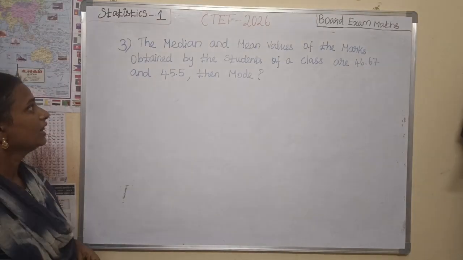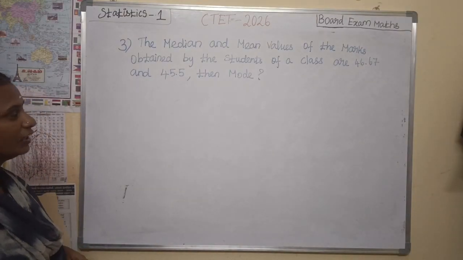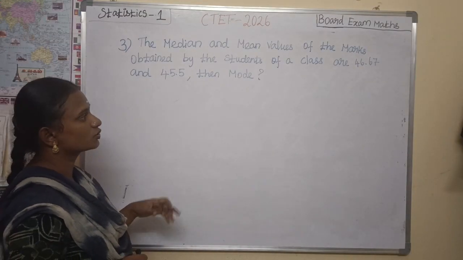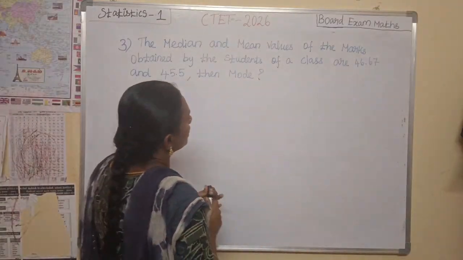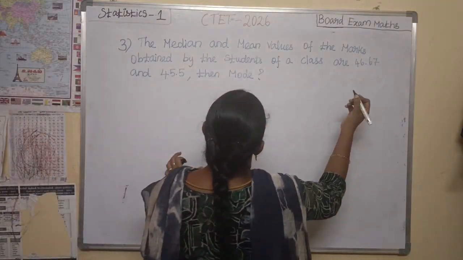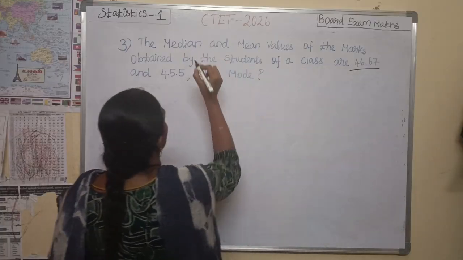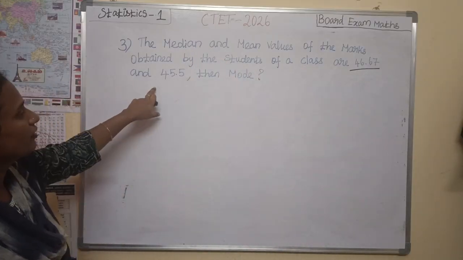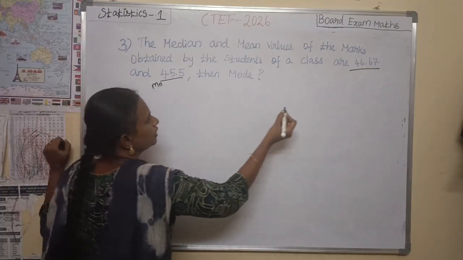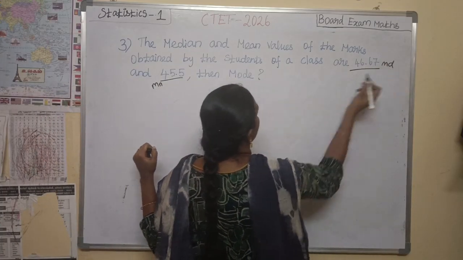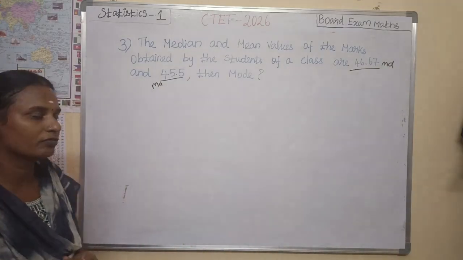Third sum: the median and mean values of the marks obtained by the students of a class are 46.67 and 45.5. First they give the median, 46.67, and then 45.5 is the mean. They ask us to find the mode value.